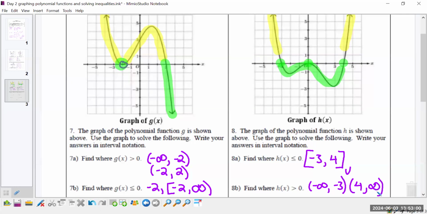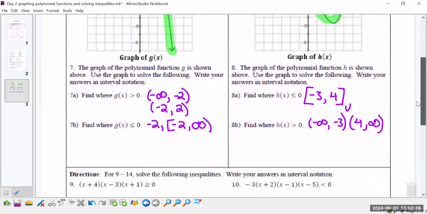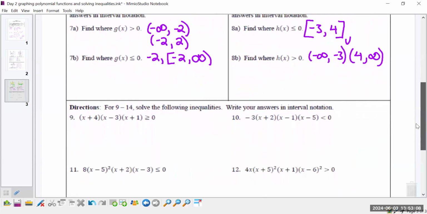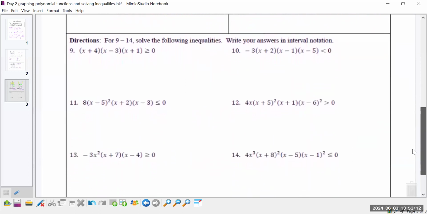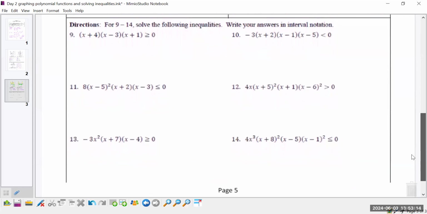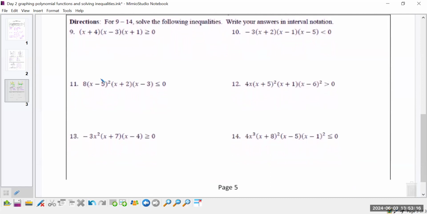The 6 problems below are going to require us to graph the inequality before we consider its solution set. So let's take a look at a few of them together, and then I'm going to leave you to do some of them on your own, and you will have to show me a graph to receive credit. So let's take a look at number 9.